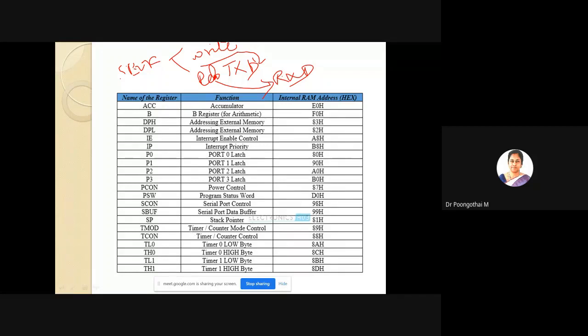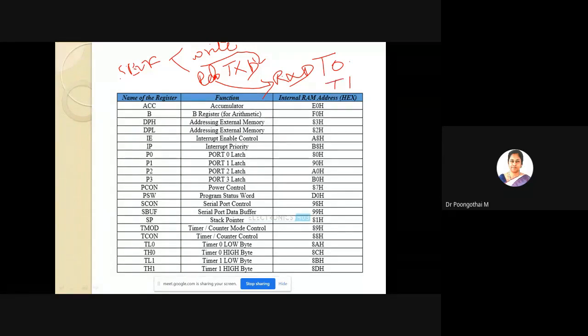And next, the timer or counter mode control register, the TMOD register. It is an 8-bit register. It is used to configure two 16-bit timers in any one of 4 modes. Actually, it is operating in 4 modes. Your 8051 has 2 timers, that is timer 0 and timer 1.